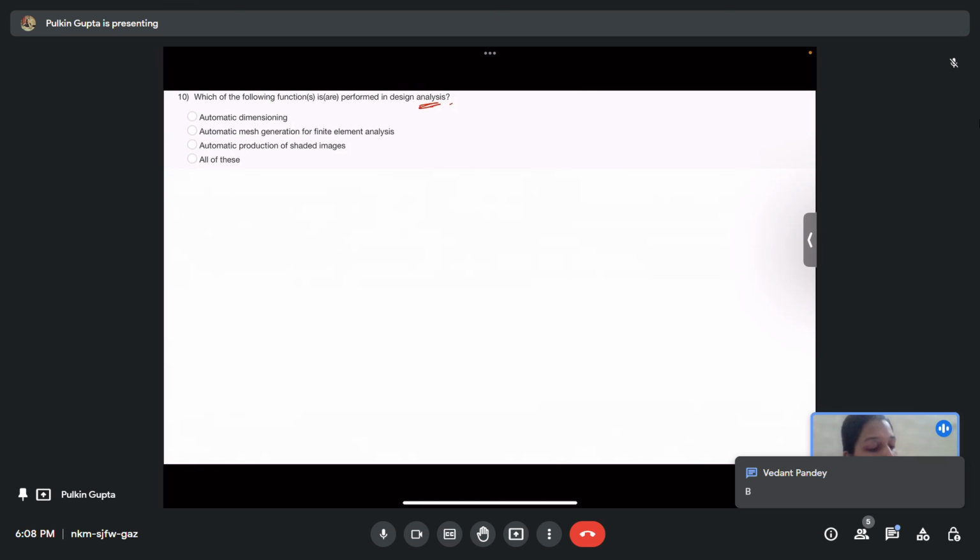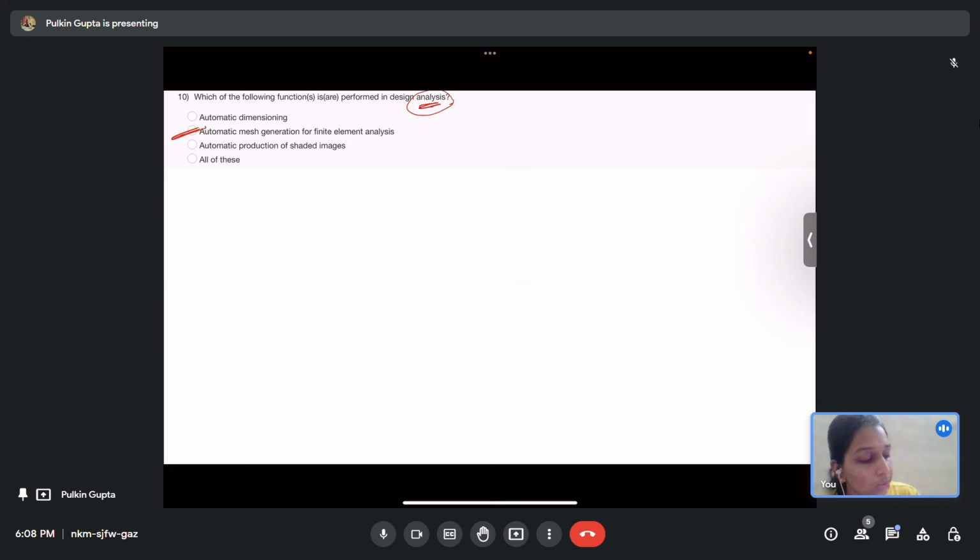Correct. The correct answer is B, automatic mesh generation for finite element analysis. Since we are talking about design analysis, we are talking about FEA, finite element analysis. And we do not have anything related to dimensioning or shaded images in FEA. All we do is we have the CAD geometry to which we apply the materials, then generate the mesh, apply constraints, loads.